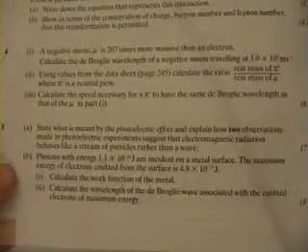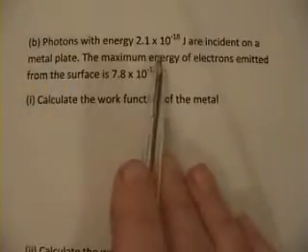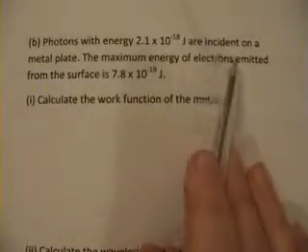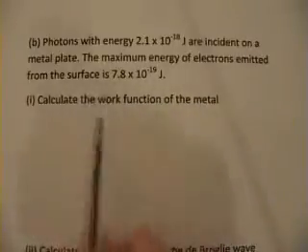Now part B is a calculation, and if I show you how to do that calculation, I'll have done it for you. So I'm not going to do that one. What I'm going to do instead is a very similar calculation, exactly the same method, but involving different numbers. The question tells you how much energy the photons have as they come in and hit the plate. Then it tells you the maximum energy of electrons emitted from the surface.